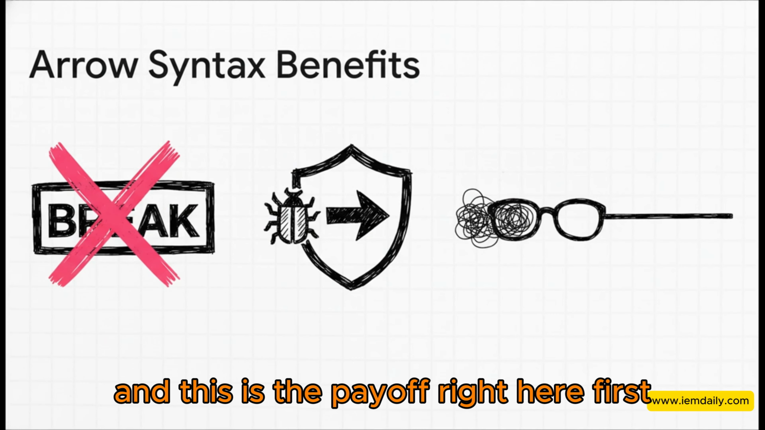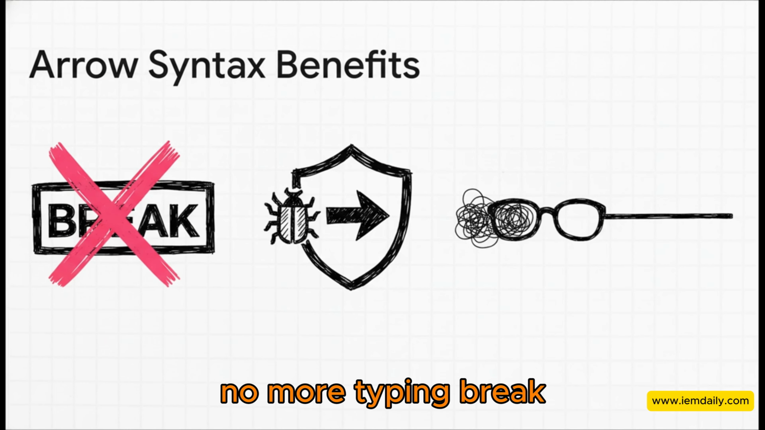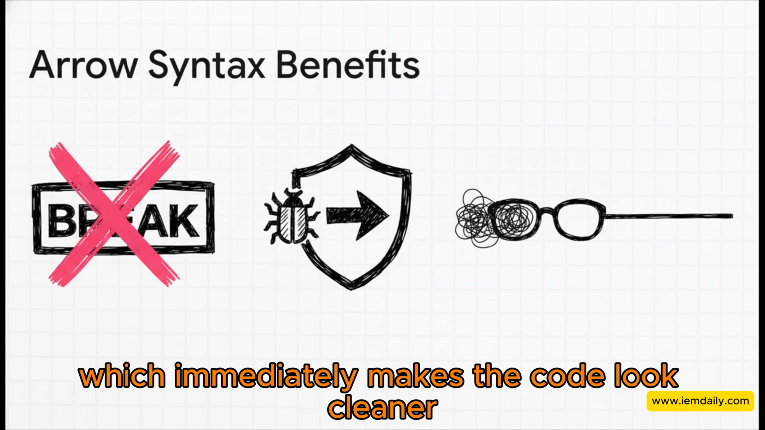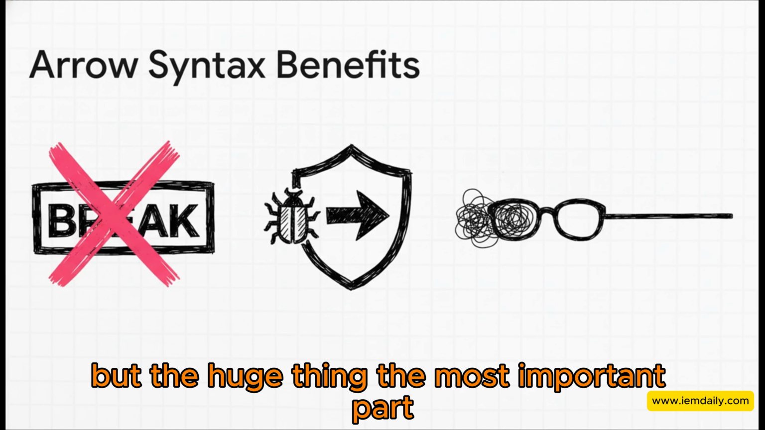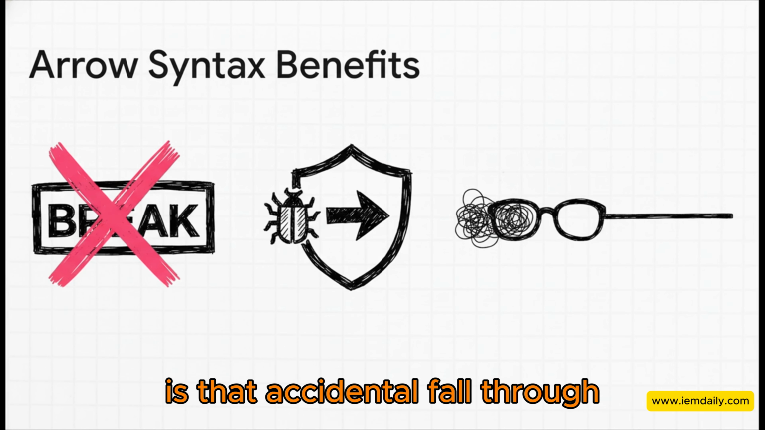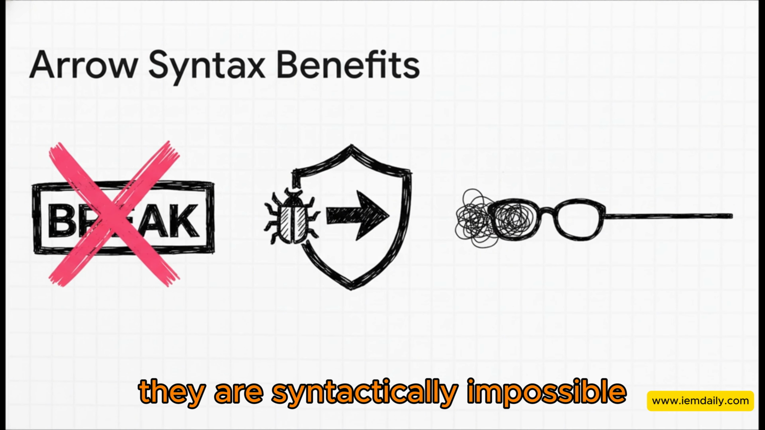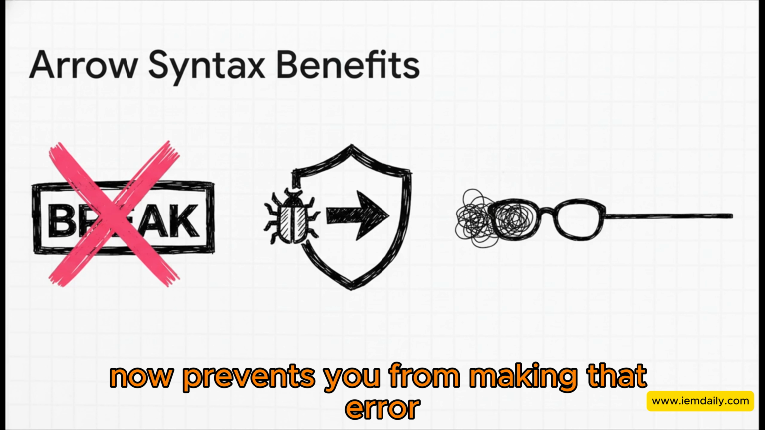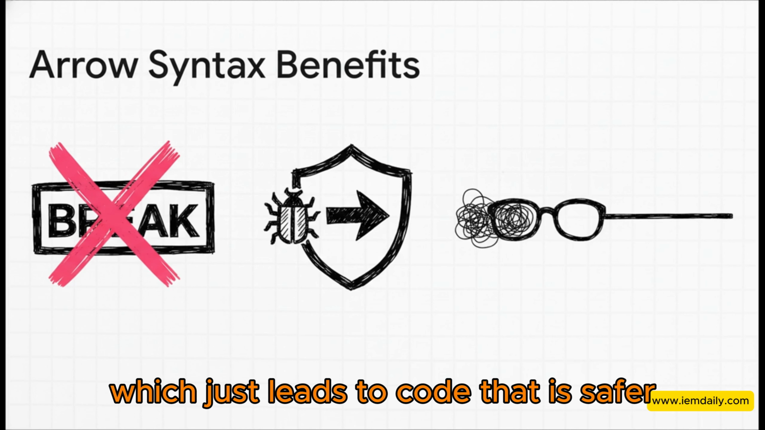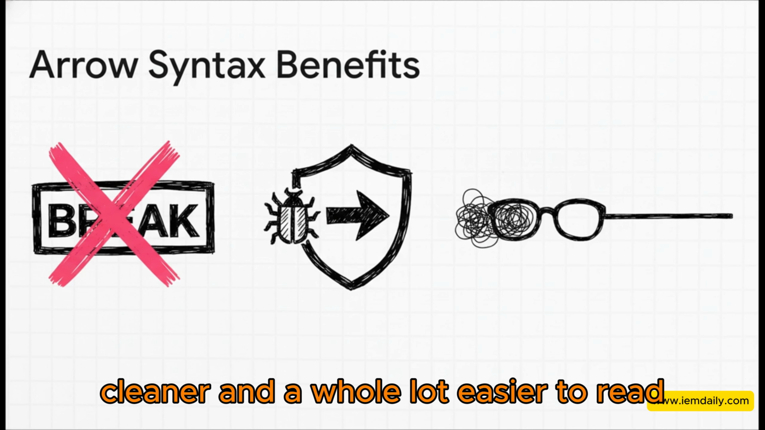And this is the payoff right here. First, no more typing break, which immediately makes the code look cleaner. But the huge thing, the most important part, is that accidental fall-through bugs are now a thing of the past. They are syntactically impossible. The language itself now prevents you from making that error, which just leads to code that is safer, cleaner, and a whole lot easier to read.